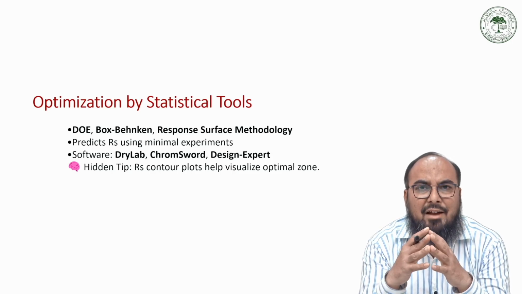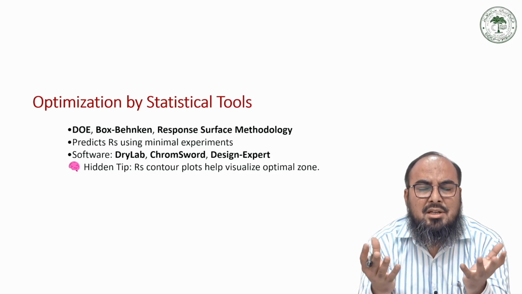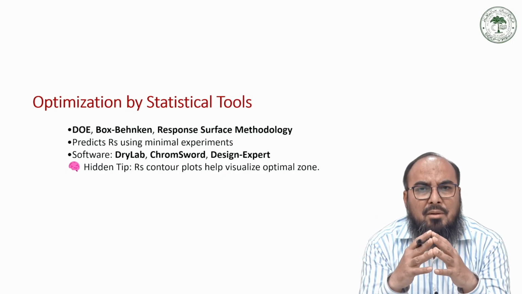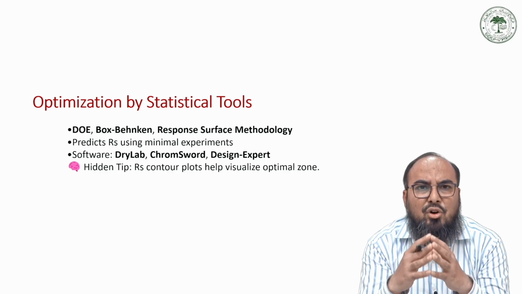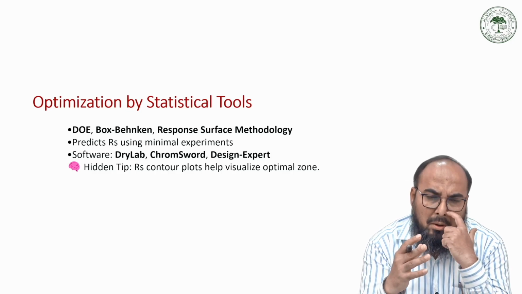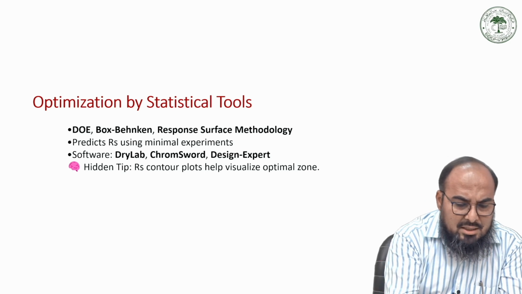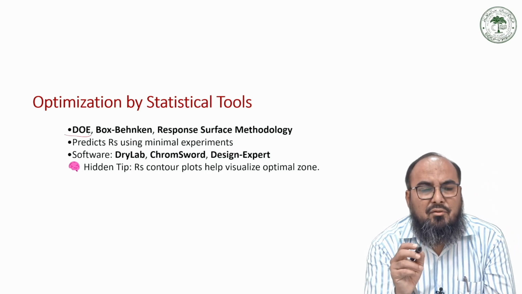Okay, so we can have some dry lab studies, some in silico studies, to ascertain the column performance theoretically, even before going practically to the lab. So there are certain aspects. Number one is the design of experiment.